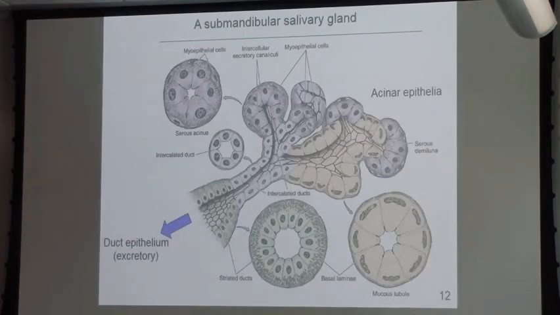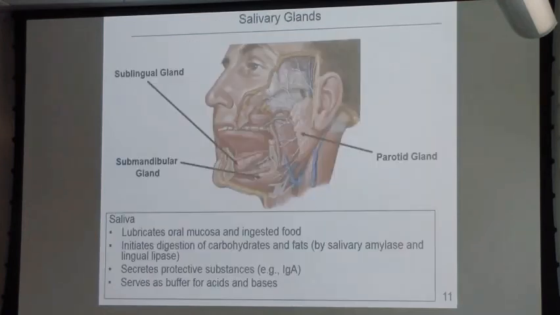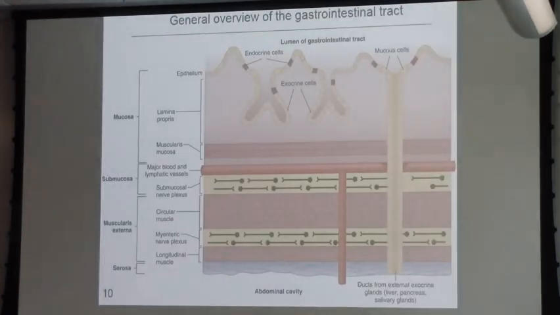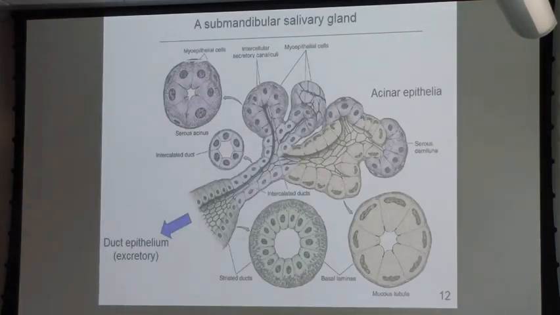Here is a cartoon image of a salivary gland. The salivary gland is an epithelium. It's secreting saliva into a duct. So if we go back to the generic model here, this is a duct carrying saliva into the mouth, in this case. This is a salivary gland secreting saliva into the mouth.